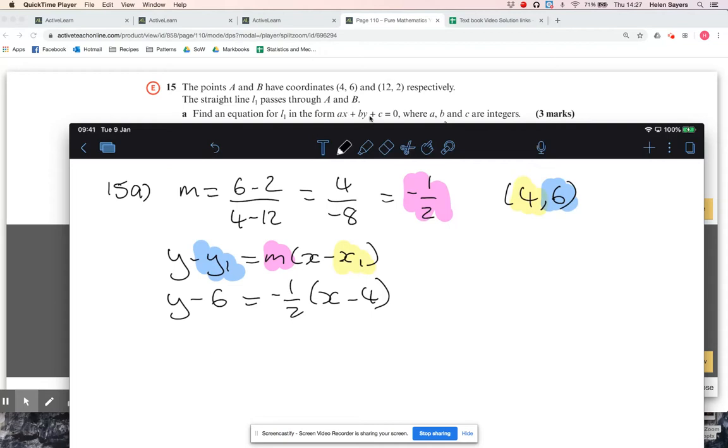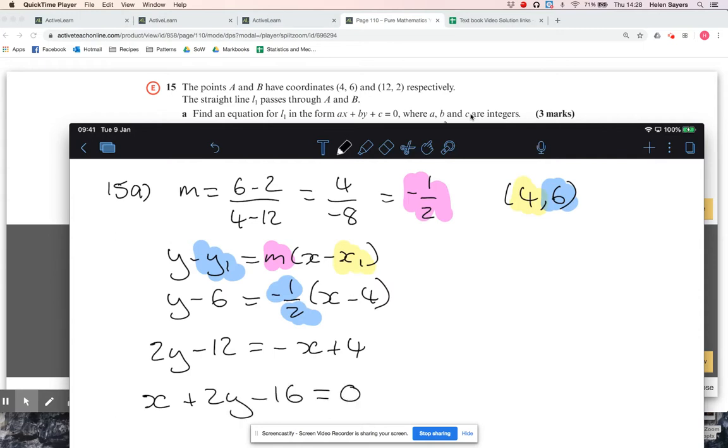It does ask for it in a particular form, and it wants A and B and C to be integers. So first thing I'm going to do is multiply through by that 2. So if I multiply up by 2, and then I'm going to multiply the brackets through by the minus 1. So that will just change the sign of everything. And then add the x over to the left-hand side and minus the 4. Okay, so as long as everything is together on the left-hand side and they're all integers, you're fine. I guess the only alternative really would have been minus x minus 2y plus 16, and that would have been okay. It doesn't say they've got to be positive integers, any of them.